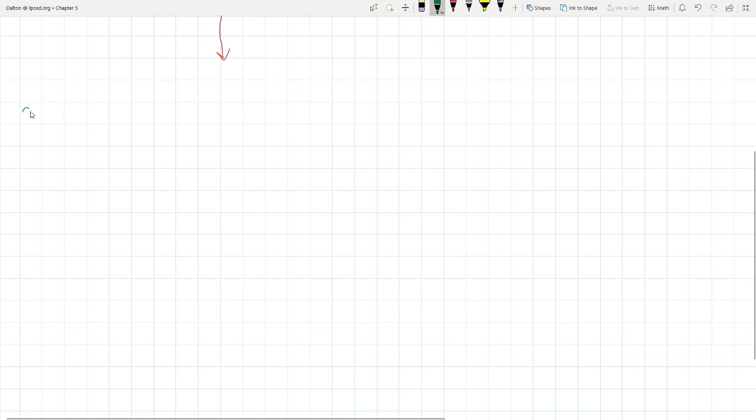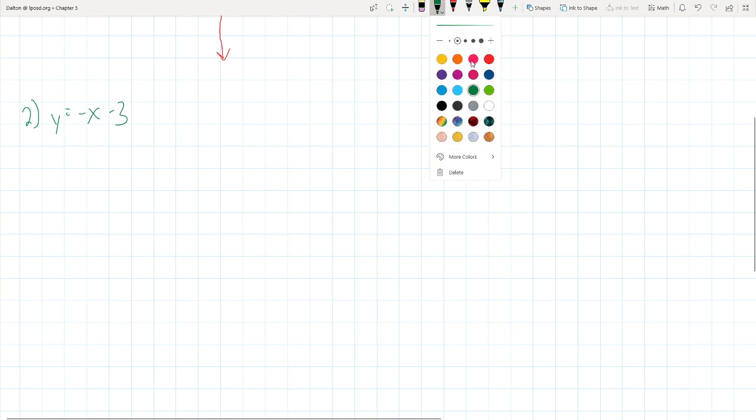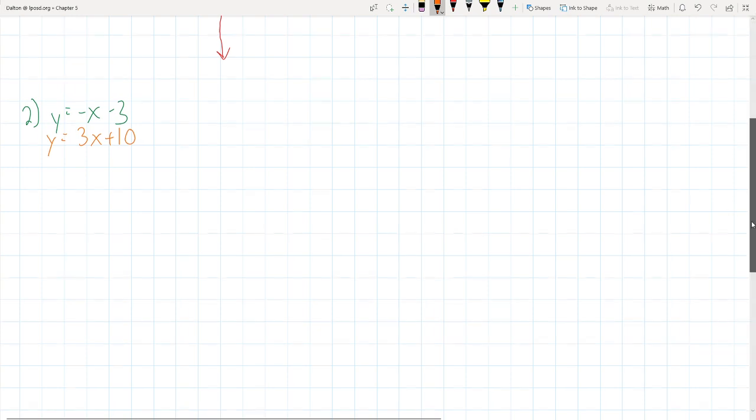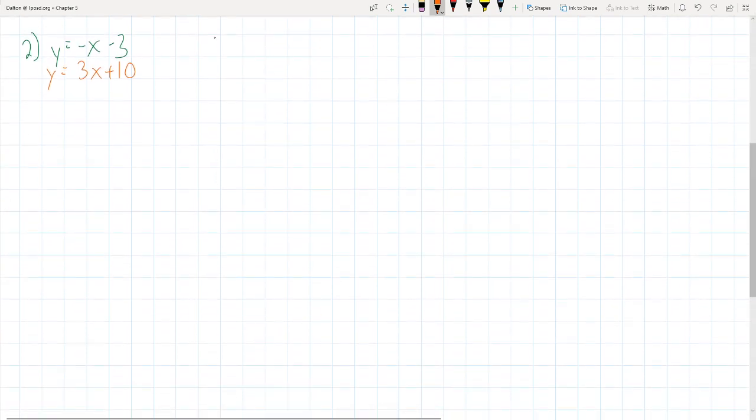So this will be number 2. If I have y equals negative x minus 3, and I'm going to change colors right now so it's a little easier for you to see, and y equals 3x plus 10. I'm going to graph this again. Looking at my numbers, it looks like I'm going to need to go up to 10, and down to negative 3. So 10, 9, 8, 7, 6, 5, 4, 3, 2, 1, 0, 1, 2, 3, 4.